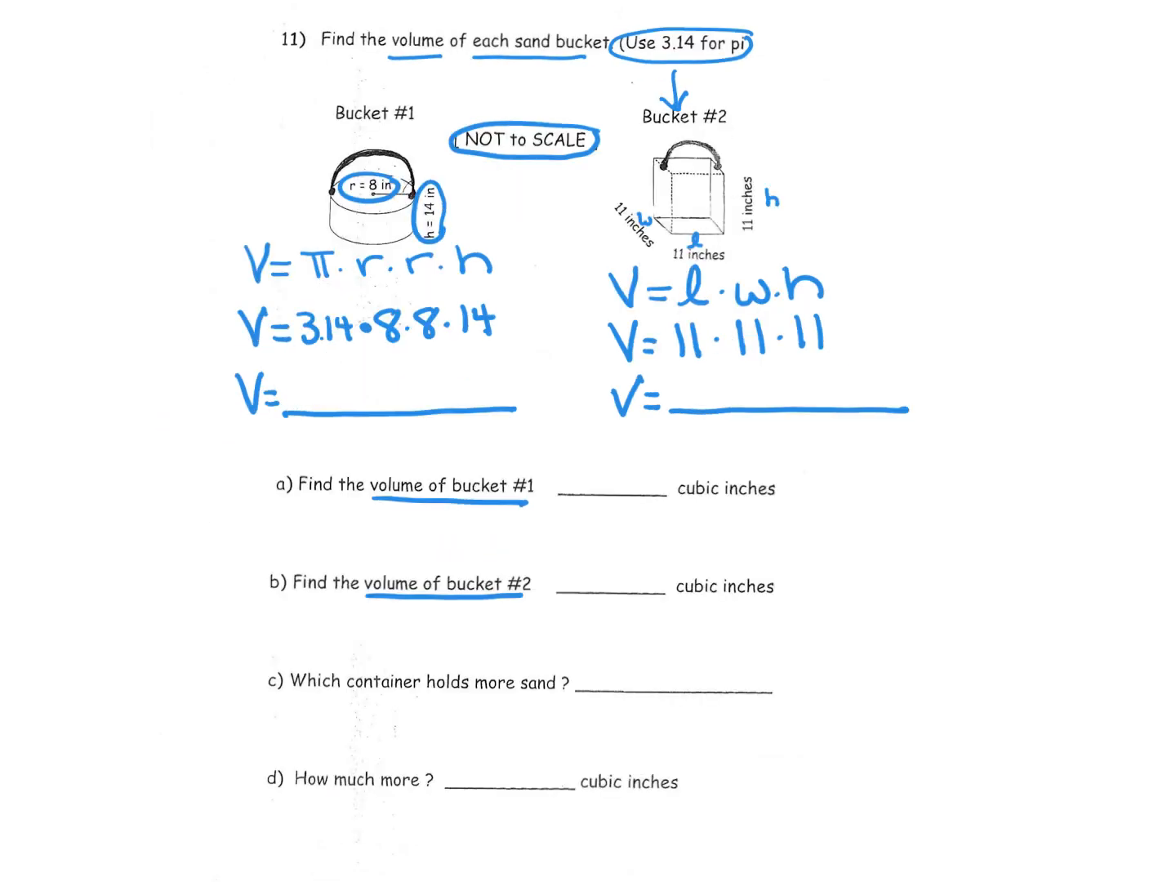Once you find the volume for each of these buckets, you will then determine which container holds the most sand, number 1 or number 2, and how much more sand does it hold. You're going to have to subtract the two volumes, find the difference, and then write the difference here on the line. You will check your answer with the answer key that will be provided at the end of this video.